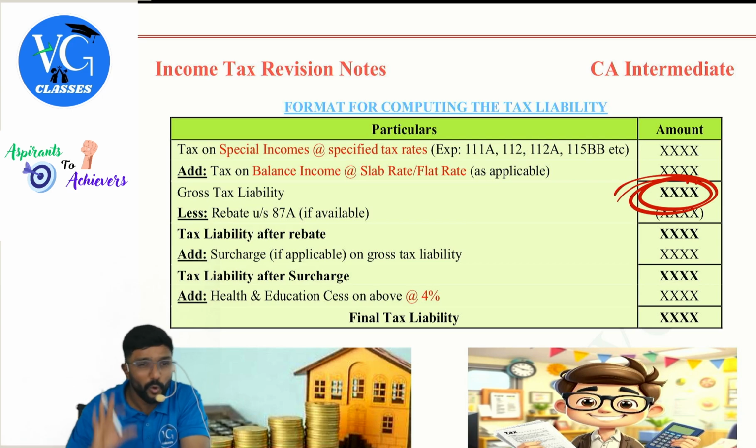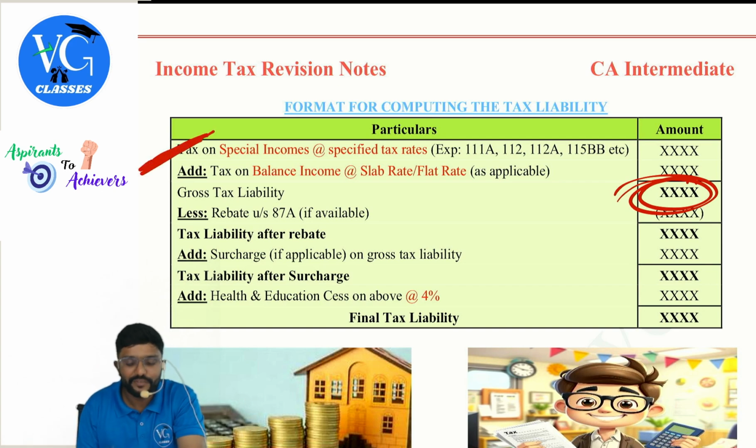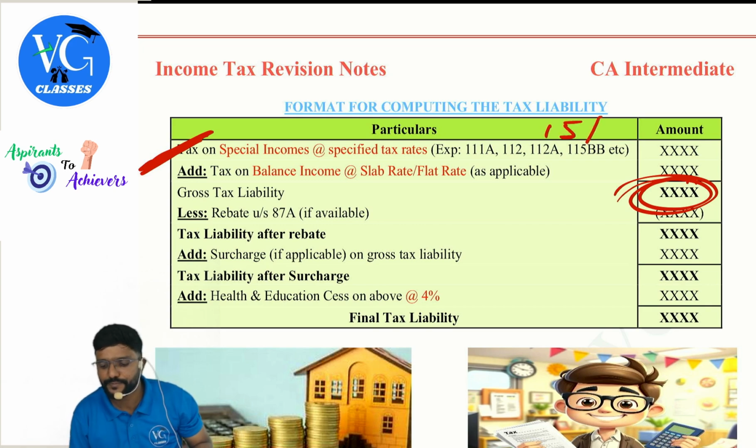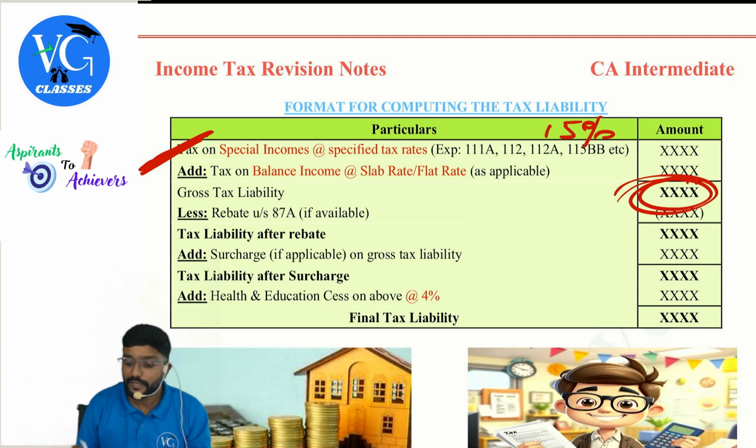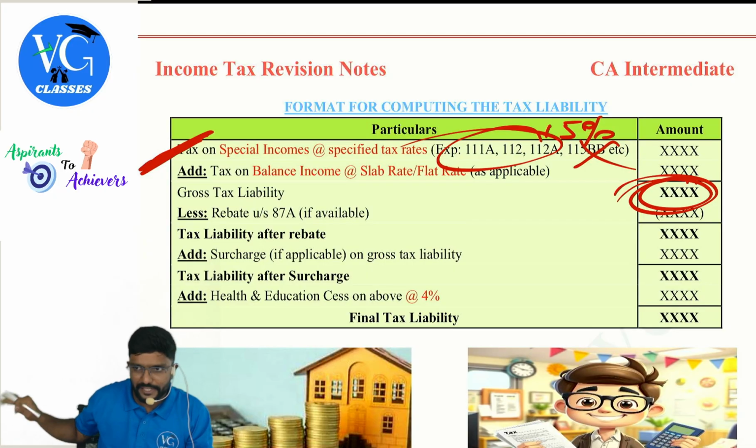But one small pinch here, please be careful with this. Tax on special incomes, whatever you calculate, for slab rate assessees, they have told the maximum surcharge rate is 15%. Only on capital gain special income, not on 115BB and all. I will explain.